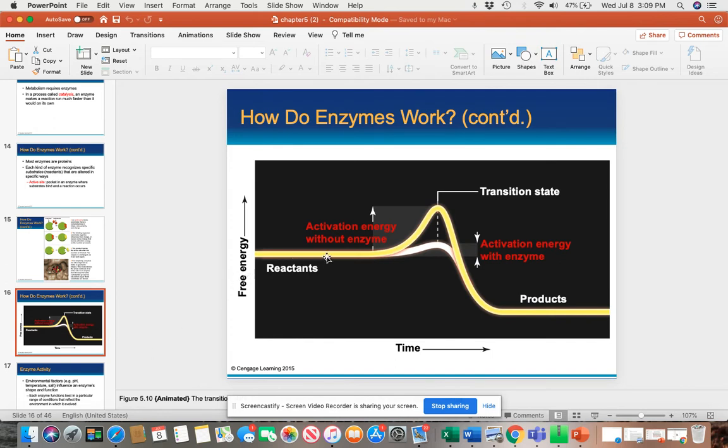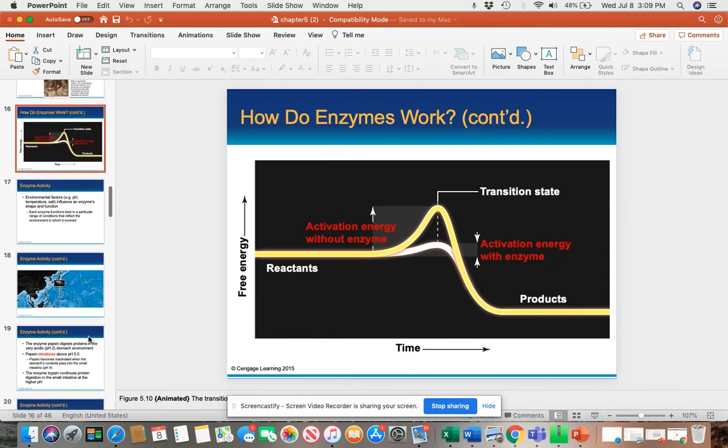Here we see reactants without enzymes. Notice the high activation energy, but with the enzyme, notice the lower activation energy to eventually produce the product.